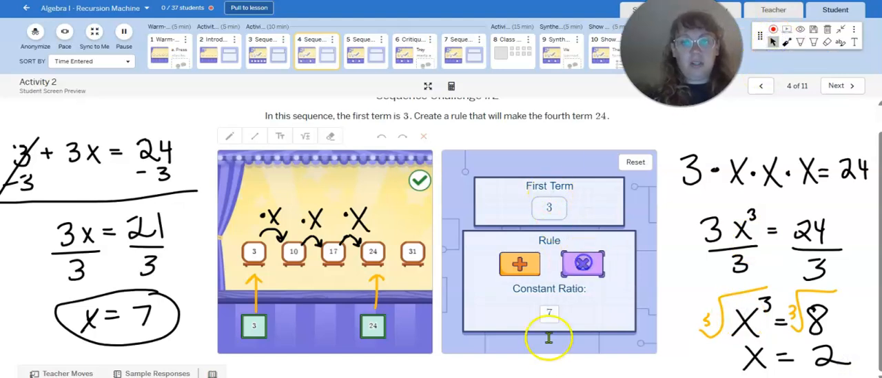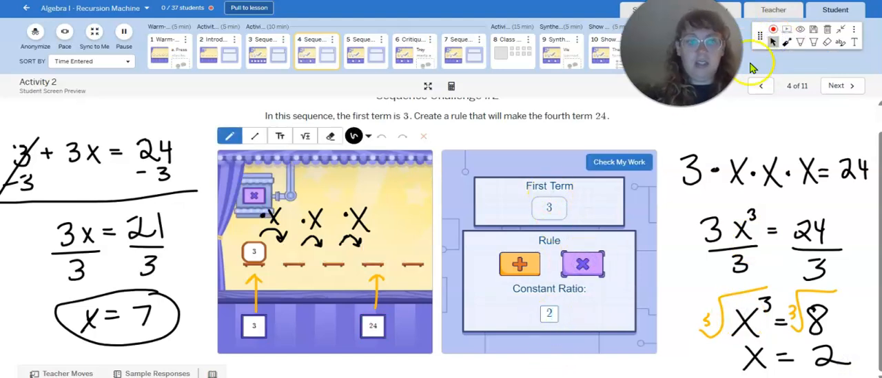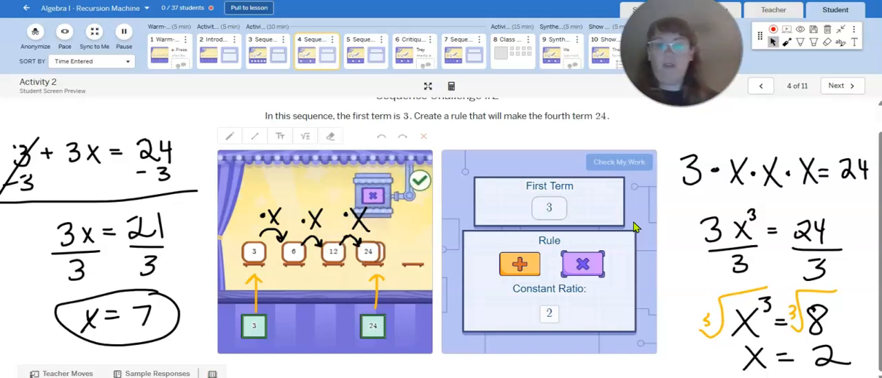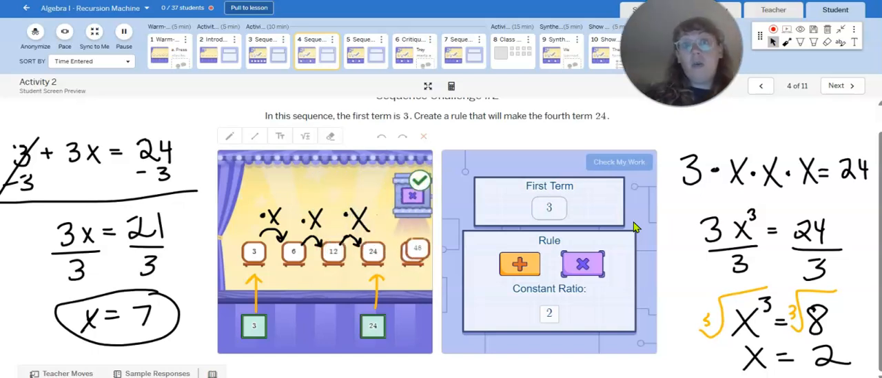So it also works for doubling. Multiply it by 2 would get us 6, and then 12, and then 24. So we could do this with the difference or with the ratio.